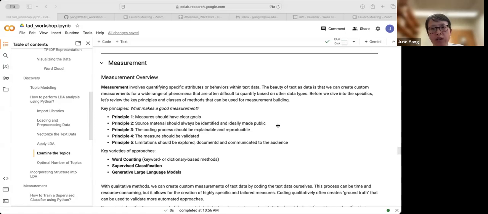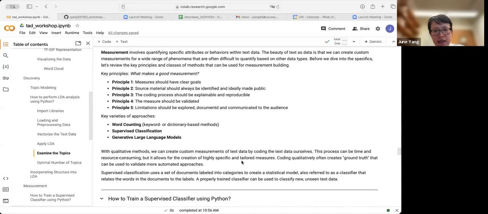If some of us are qualitative researchers, you may notice that this is a step that is really common in the qualitative approach. We want to code our text data by creating some custom measurements, reading into each document ourselves, by several human coders. This process can return pretty high quality measurements, especially if we have multiple coders who are properly trained to code our text, but it can also be time and resource consuming.